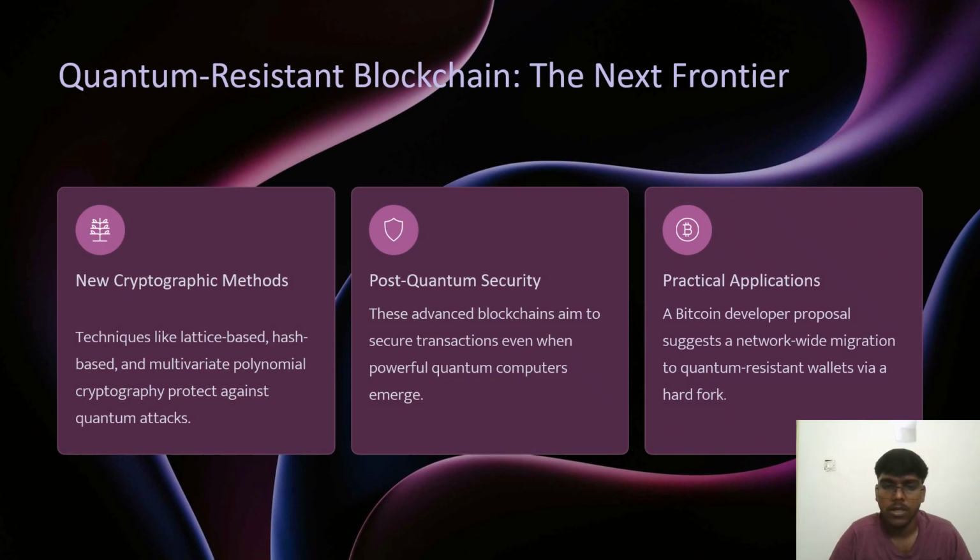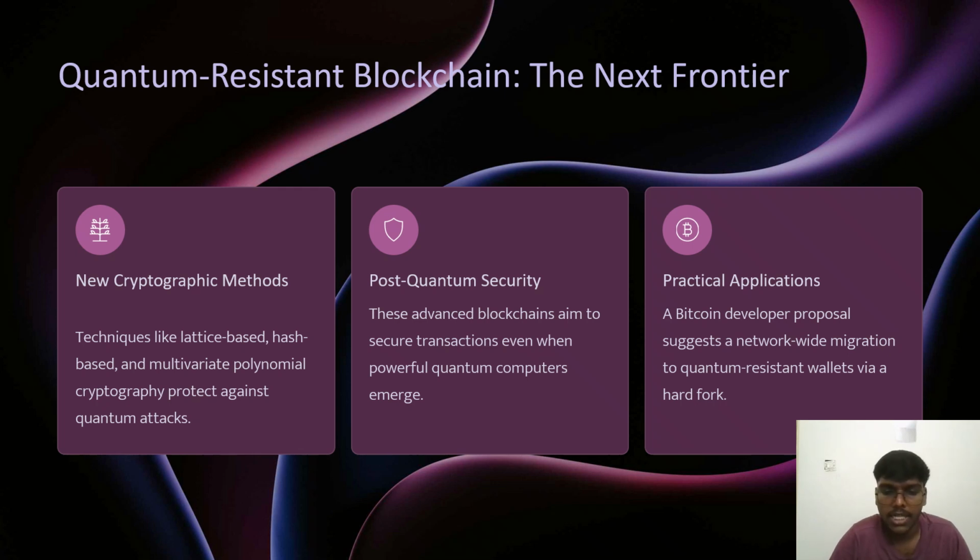Quantum resistant blockchain. To tackle this, researchers are developing quantum resistant blockchains. They use new types of cryptography like lattice-based cryptography, hash-based cryptography, and multivariate polynomial systems. These are considered safe against quantum attacks. Collectively, this field is known as post-quantum cryptography.